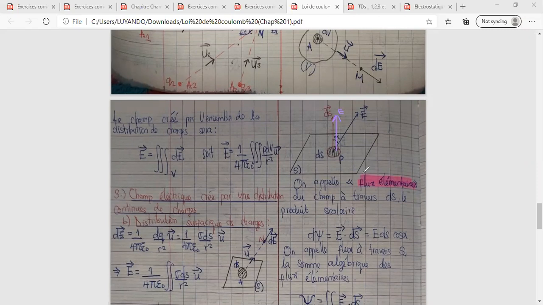So you might be asking how we have two expressions. If at any point the electric field is passing along dS, we will not have an angle. So the angle will be zero. If we replace cos alpha here with zero, we'll just have cos zero, which is one. So we'll just have EdS.